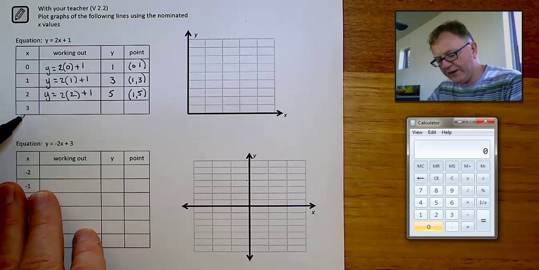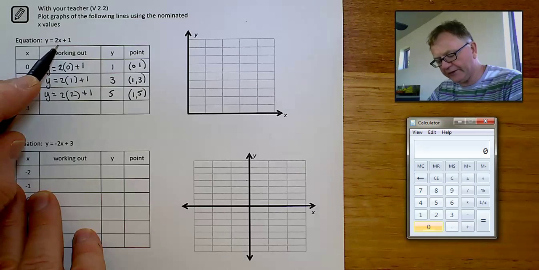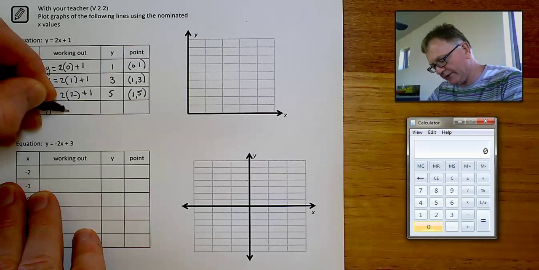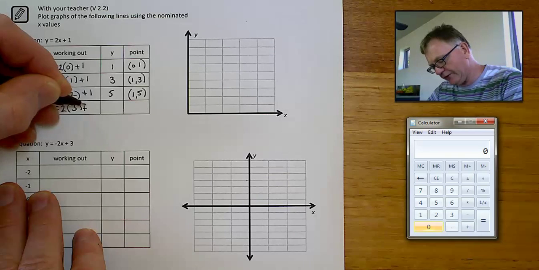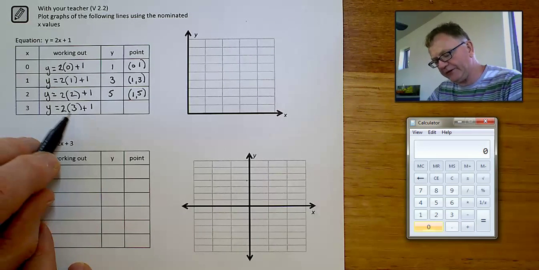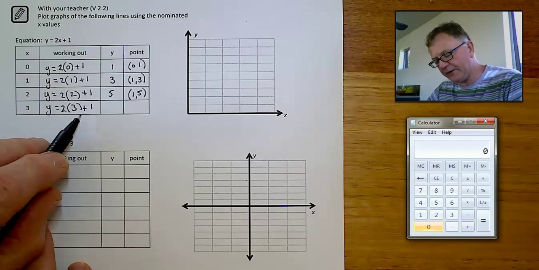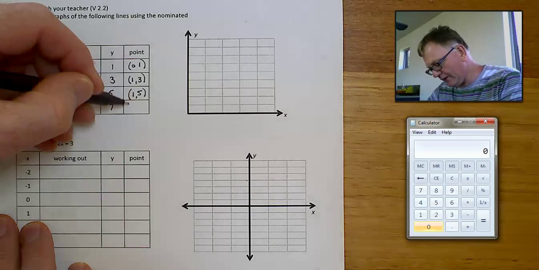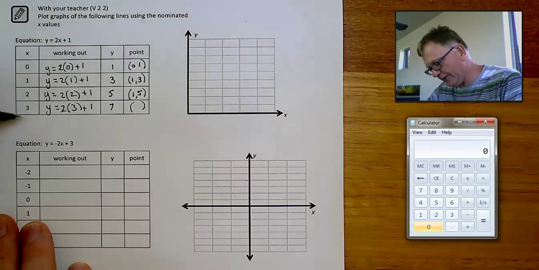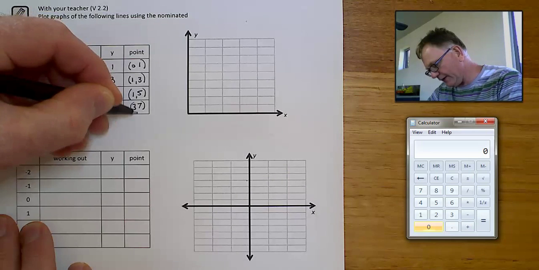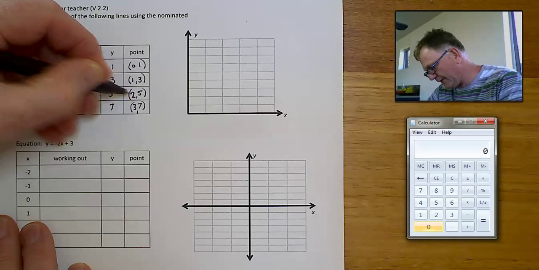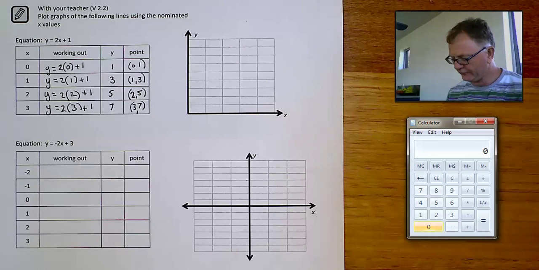And finally, when x equals 3, put x equals 3 in here and work out what y is. Well, y equals 2. Instead of x, I'm going to put 3. Times 3 plus 1. 2 times 3 is 6. 6 plus 1 is 7. That means that the point 3, 7 is on our graph, and I've made a mistake here, haven't I? That was the point 2, 5 that is on the graph. Okay, that's all right. We can draw these points now.